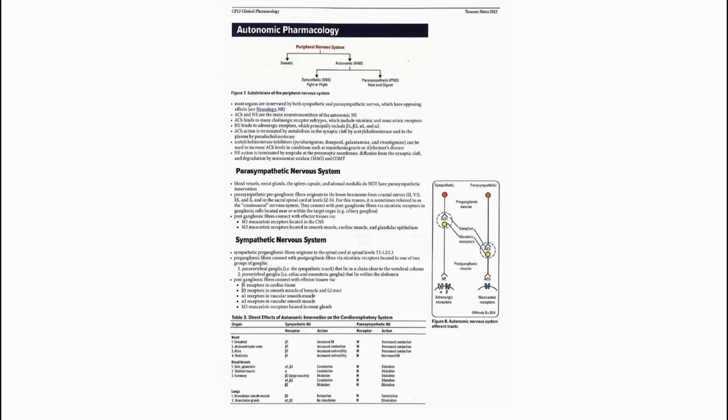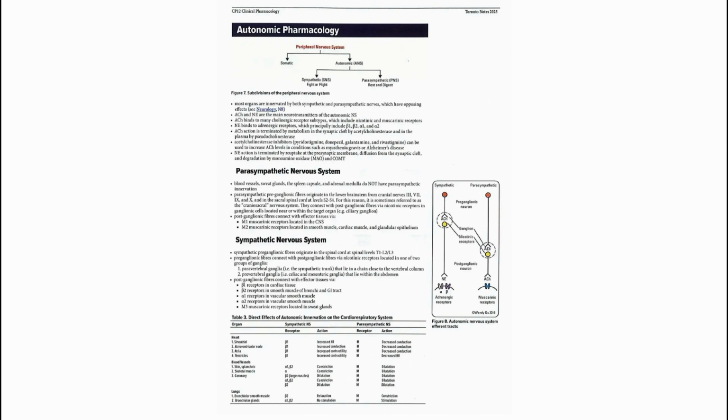Norepinephrine. Norepinephrine primarily stimulates adrenergic receptors including beta 1, beta 2, alpha 1, and alpha 2. Its action ends by reuptake into the presynaptic neurons, diffusion away from the synapse, metabolism by monoamine oxidase, and metabolism by catechol O methyltransferase.